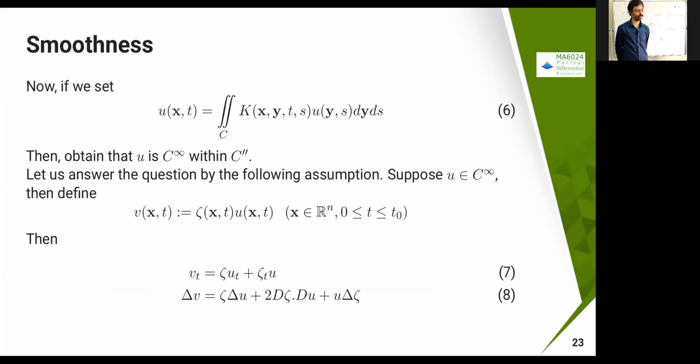Suppose u belongs to C infinity. Then what we are going to define is your v of x, t, which is going to be u of x, t into theta of x, t. That product I am going to take. Now you can find what is my v_t. Again you are going to use the product rule. So u_t into theta plus theta_t into u is going to come. Now you can take the delta v also. If you take the delta v, again you are going to get u into delta theta coming.